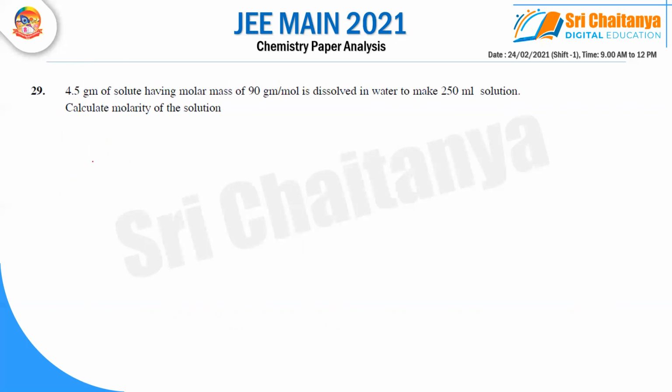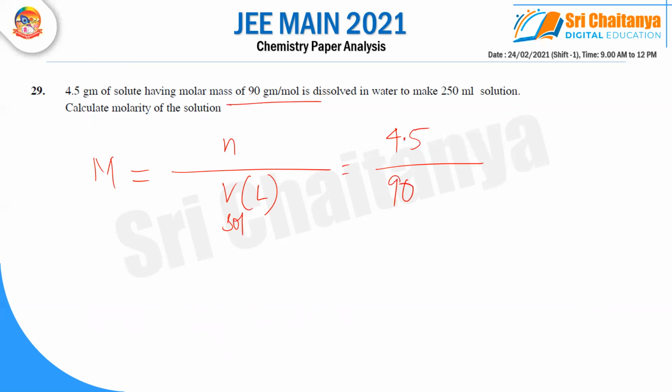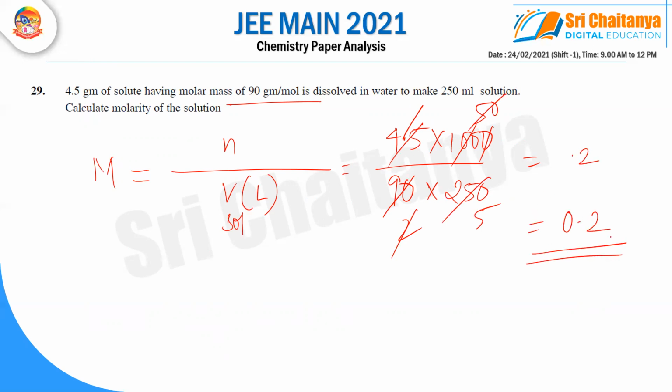Next question is to evaluate molarity, which is very simple. Moles by volume in liter of the solution. So what is moles? We have 4.5 gram is the given mass. Molecular mass is 90. What is the volume? 250 in ml. We put it in liter, we get this. So now what I have, if I simplify, it's like 2 here, and this 2 gone, 50 here, 50 gone, 5 here. 1 by 5 is 0.2. So 0.2 is the molarity.